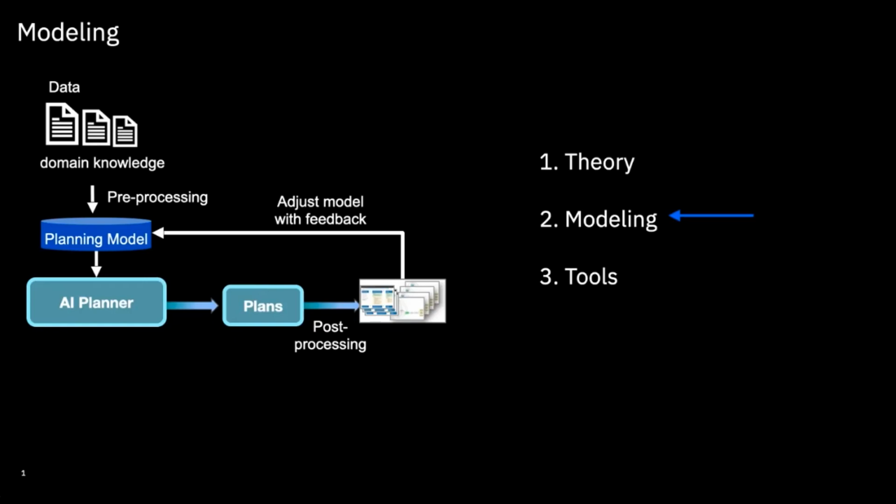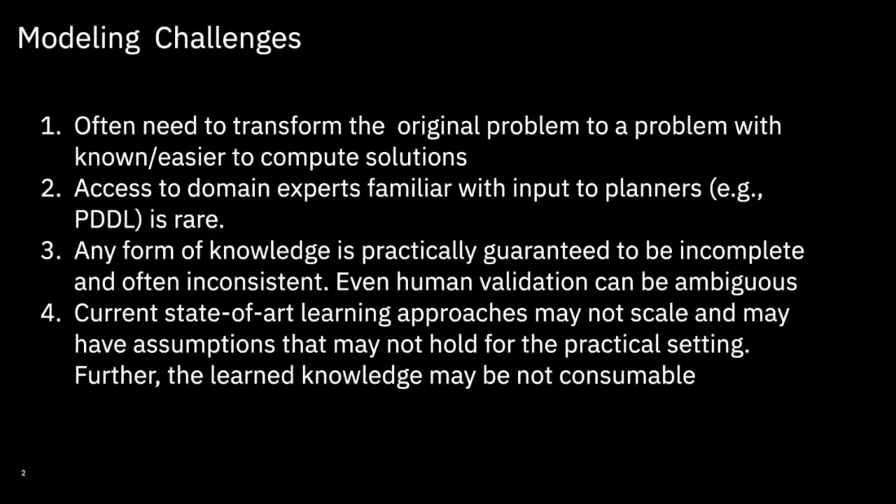This requires obtaining the knowledge, representing the knowledge, extracting and possibly learning it, validating it, as well as updating and enhancing it. So some modeling challenges are you often need to transform the original problem to a problem with known or easier to compute solution. This is the same line of work as it's done in terms of transformation or compilation steps that are done to solve a hard problem using a relatively easier and with known solution problem.